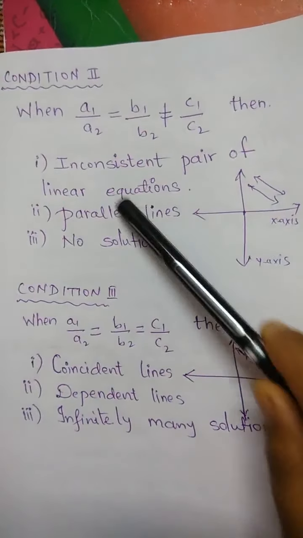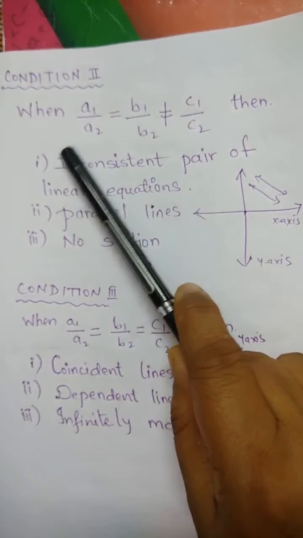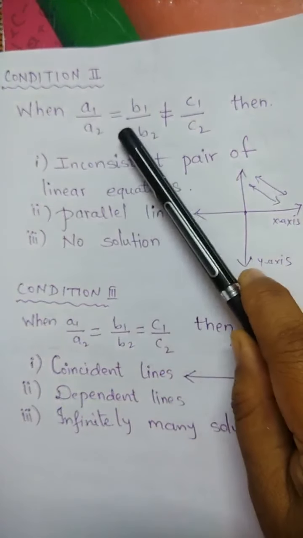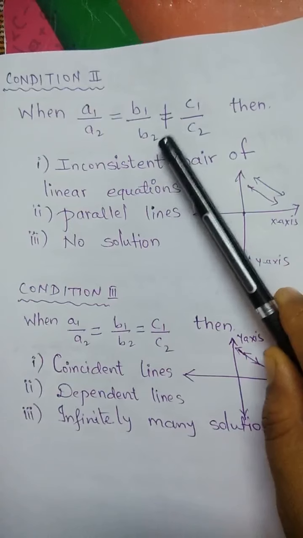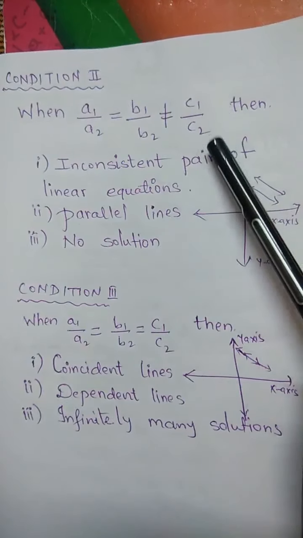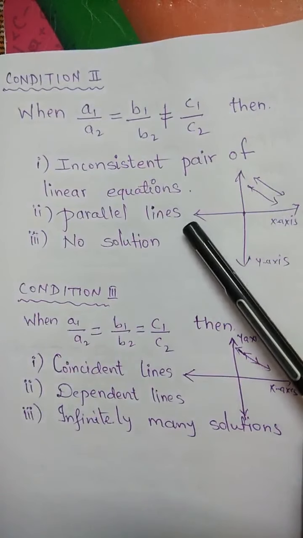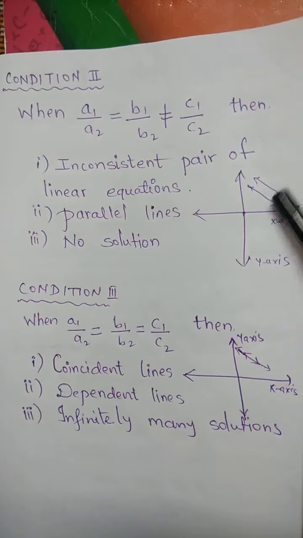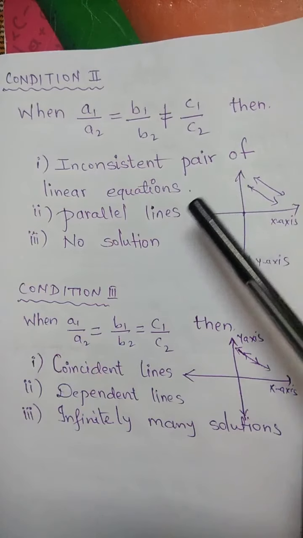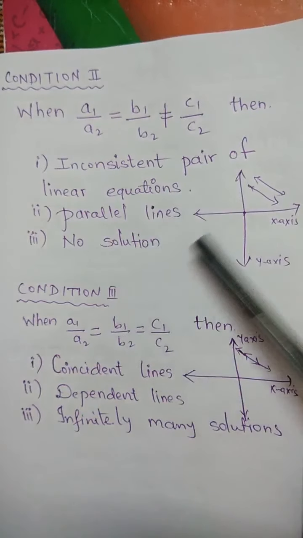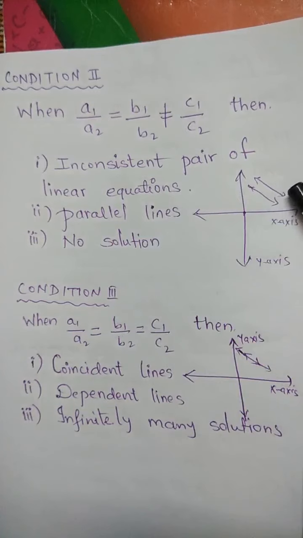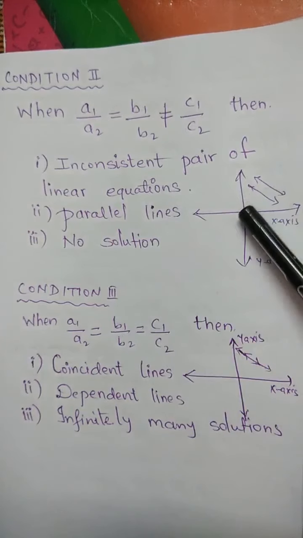Now the second condition is when a1 upon a2 is equal to b1 upon b2 and not equal to c1 upon c2, then the lines will be parallel. When you represent this pair of lines in a graph, you will get parallel lines. And these parallel lines have no solution, meaning there is no point which is common in both.